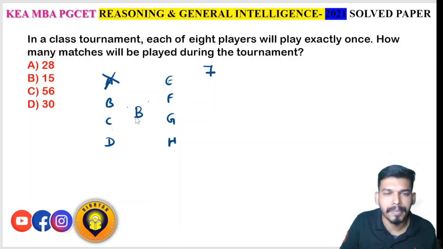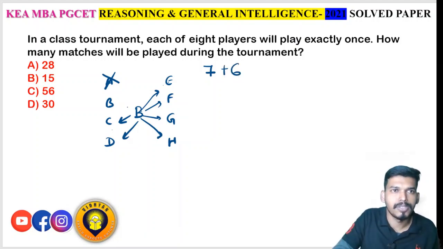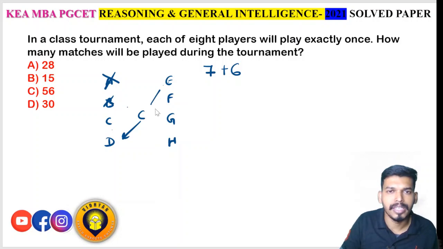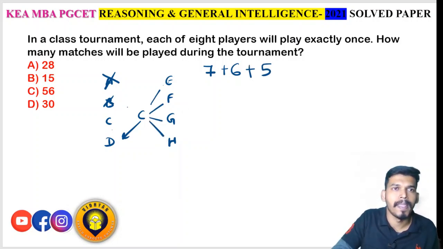Now let us take B. So B will play against C, against D, against E, F, G, H. That means a total of 6 games. So it was 7, so plus 6. Now B has played with all of them. Now let us take C. C will play with D, E, F, G, H, which means against 5 players.